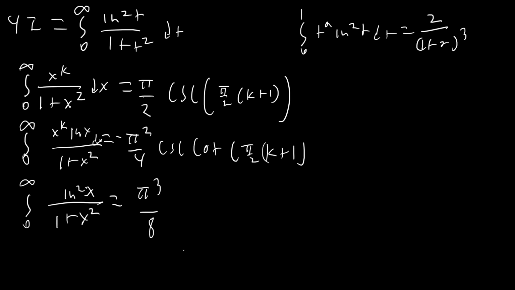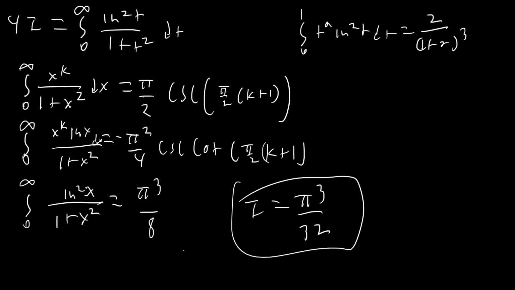Of course, this is just ln squared of x, right? And so overall I is just going to equal pi cubed over 32. All right, let's go ahead and look at our last method.